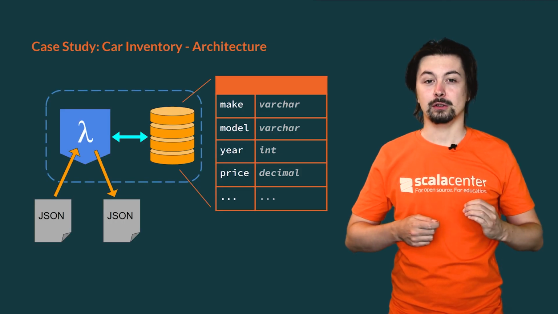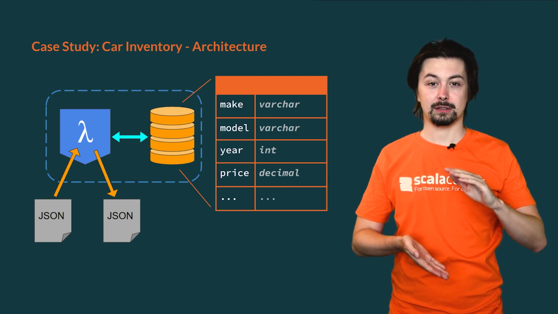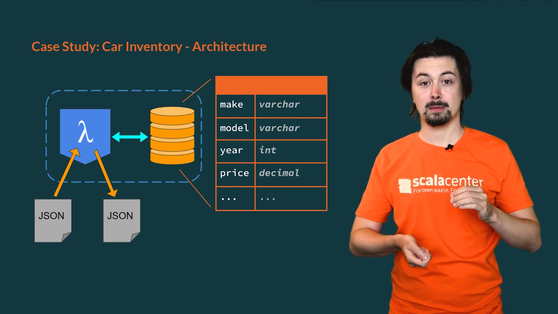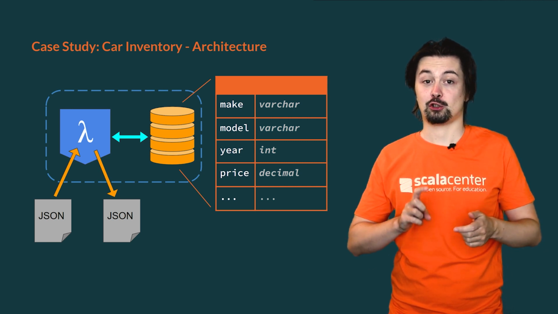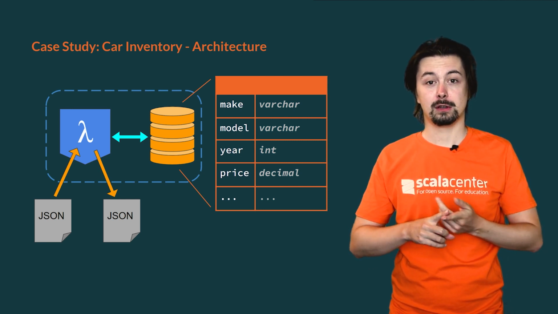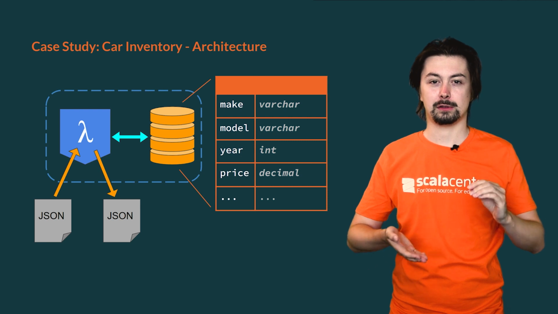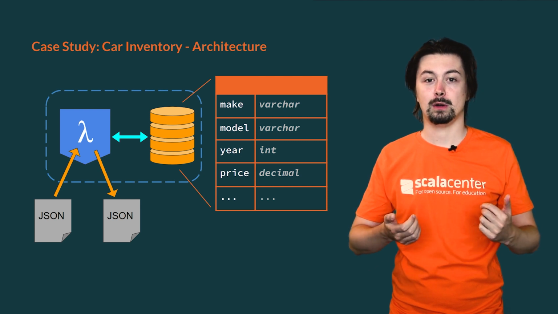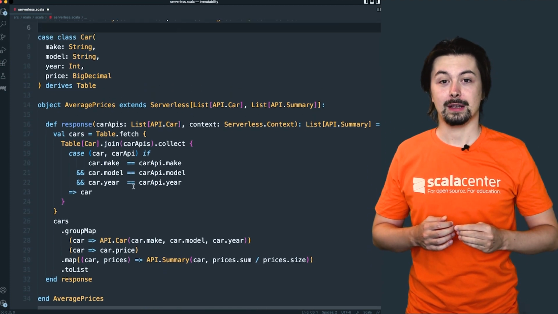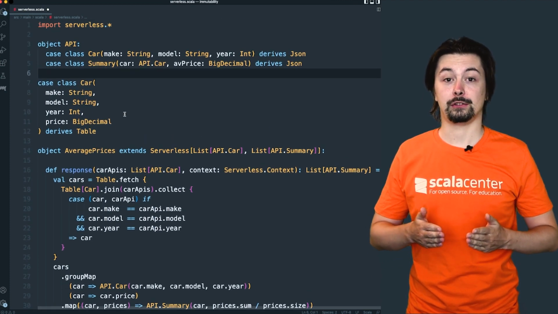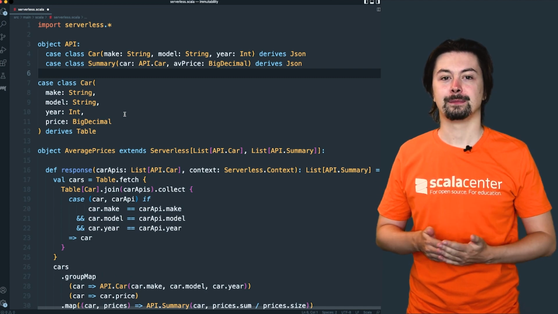The serverless function will need to process the input JSON array to extract the queried car models and then look for matching cars in a database, extract their price to compute an average, before serializing the cars and associated average prices to another JSON array. So here is the code implementing the serverless function. It is inspired by real-world Scala code used in industry.